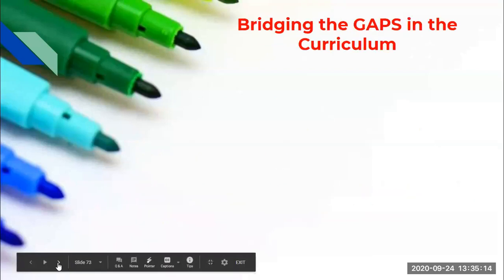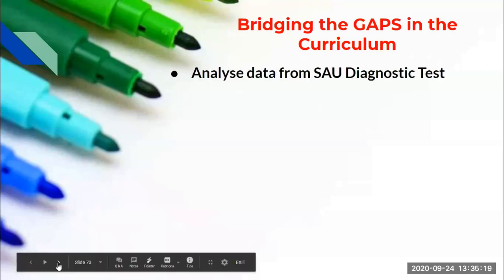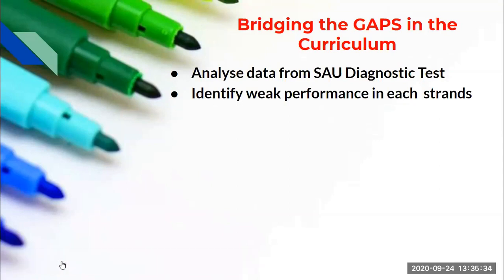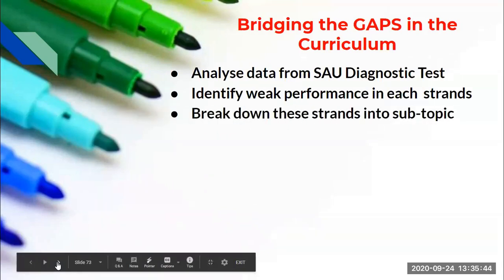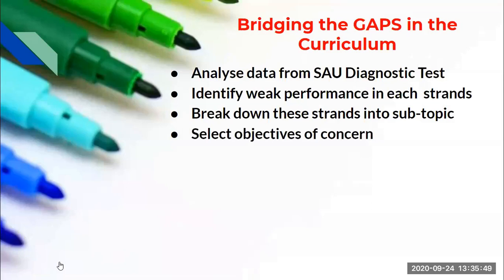So in dealing with bridging the gaps in the curriculum, let us go through the steps again. We analyze data from the diagnostic test, and we encourage you to also do your diagnostic test and bear these things in mind when you do them. We identify weak performance in each strand. So we cannot look at overall in mathematics. We need to break it down because there are different aspects. Break down these strands into subtopics and then select objectives of concern.